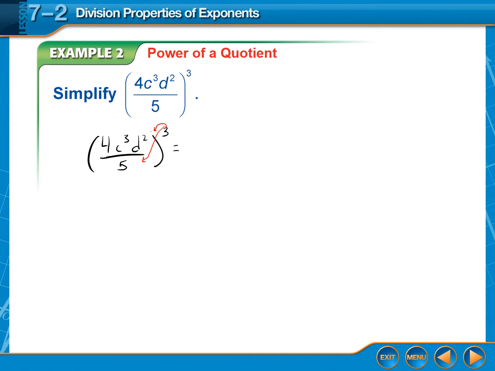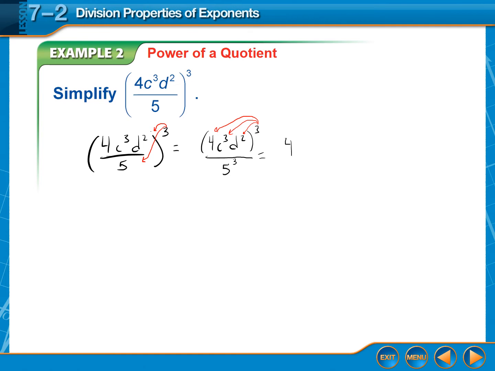So when I rewrite this, it's important that I keep these parentheses in mind. So this whole numerator is 4c to the third d squared, and that whole numerator is being raised to the third power. And the denominator, all I have is 5, so 5 is also being raised to the third power. So now in the numerator, we have one of the properties from when we're multiplying exponents. We're raising this product, 4c to the third d squared, to the third power. So that means 4 is being raised to the third power, c to the third is being raised to the third power, and d squared is being raised to the third power. So let's show what that looks like.